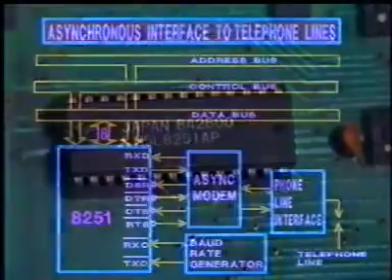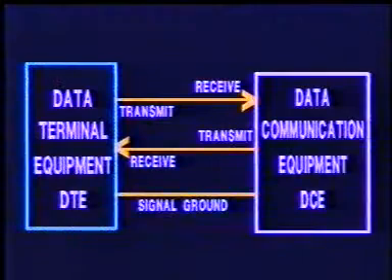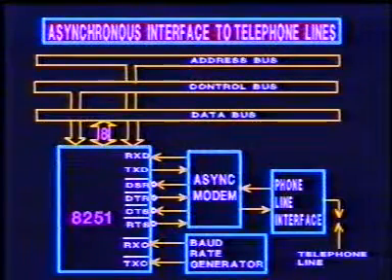The modem takes care of interfacing with the telephone line. Therefore, it is called the data communication equipment. The microcomputer is the data source. Therefore, it is known as the data terminal equipment. The 8251 is a part of the microcomputer. IC 8251 has all the control signals necessary to interface a modem with a computer.